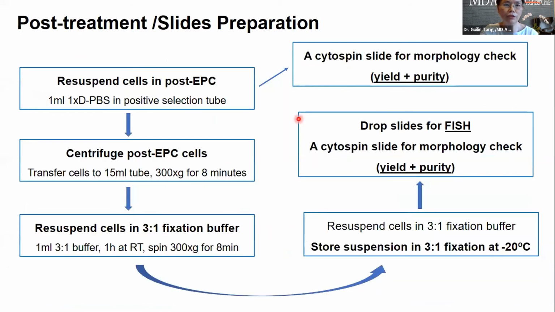And then post-treatment. In our lab, especially in the early stage, I ask our technologist to prepare a cytospin slide for me to check the morphology. That way I can estimate the yield and the purity of the plasma cells. At the same time, they do the fixation. After fixation, they can drop it for the FISH.